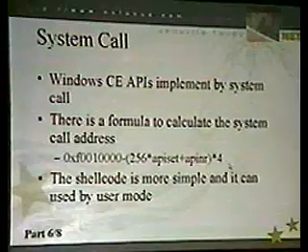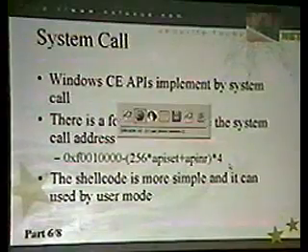Well, let's calculate for KernelIoControl. KernelIoControl is defined in kwin32.c, and the API set is 0, and the index is 99. So we calculated the system call number, and it's like this: 0xF000FE714.